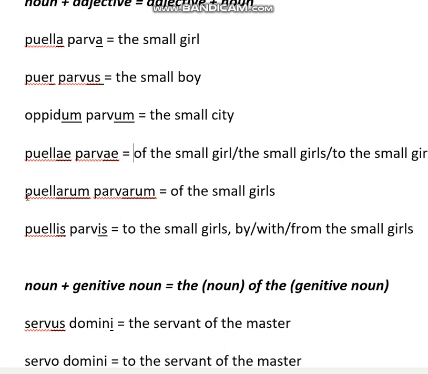You can translate these as you think makes the most sense, or as your preferred one. Then genitive plural, puellarum parvarum, of the small girls. So arum and orum are pretty indicative specifically of genitive plural. Then puellis parvis, to the small girls, or by, with, or from the small girls. So this could be either dative or ablative plural. There are other examples of this sort of thing, but basically I want you to keep in mind all of the endings. I want you to pay special attention to the endings.